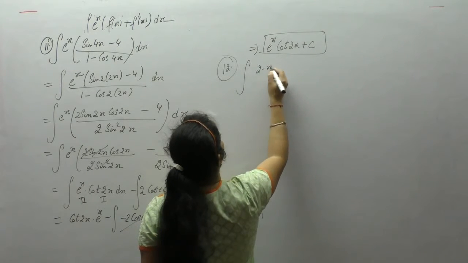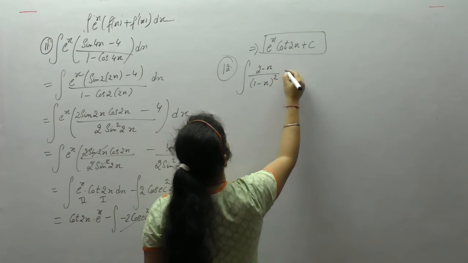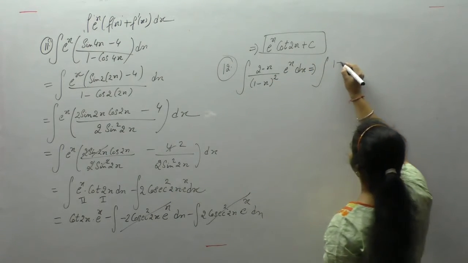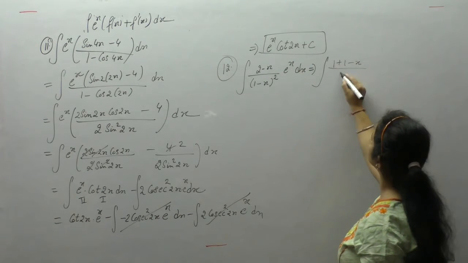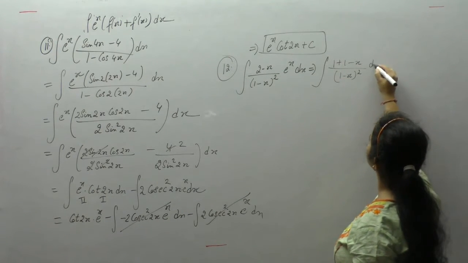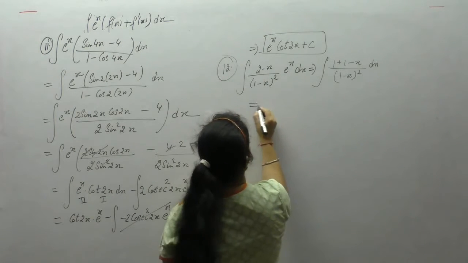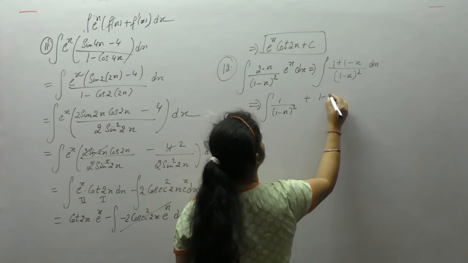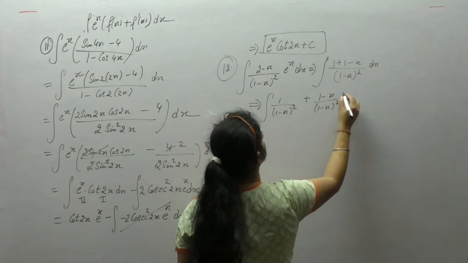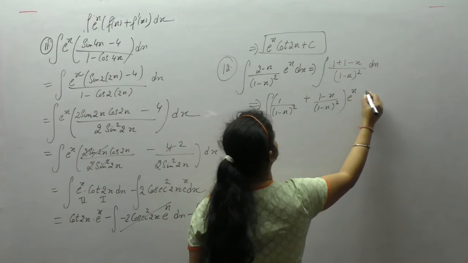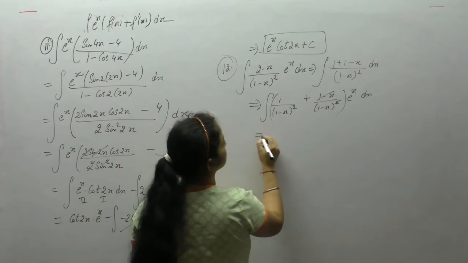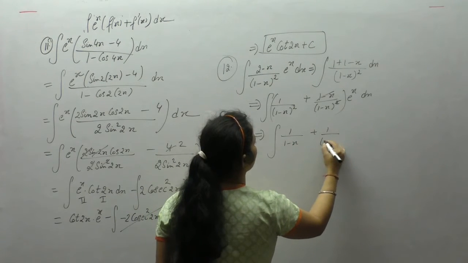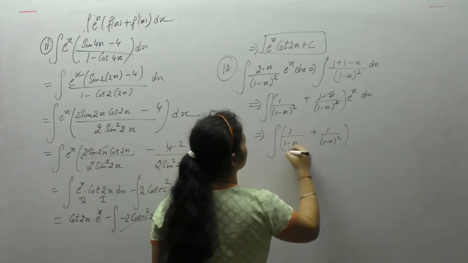Next is (2 minus x) upon (1 minus x) whole squared e^x dx. We can write 2 as 1 plus 1. Take 1 minus x squared as one term. 1 upon (1 minus x) whole squared plus (1 minus x) upon (1 minus x) whole squared, which is 1 upon 1 minus x plus 1 upon (1 minus x) whole squared.